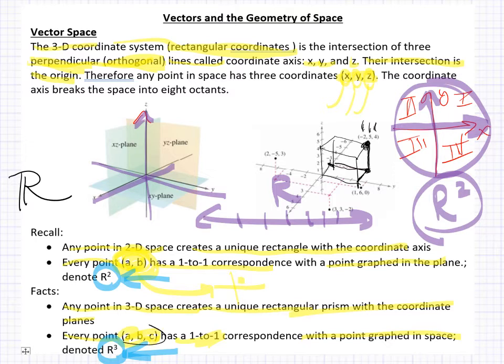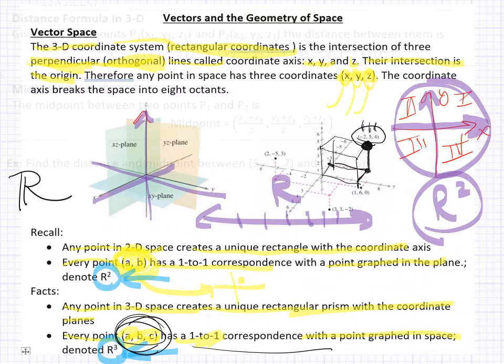But again, this point is in a one-to-one correspondence. This means once I have this ordered triple, like say (-2, 5, 4), it has a specific location in 3D space. There's not another ordered triple that would give me that exact same location. That's the whole idea of this one-to-one correspondence.